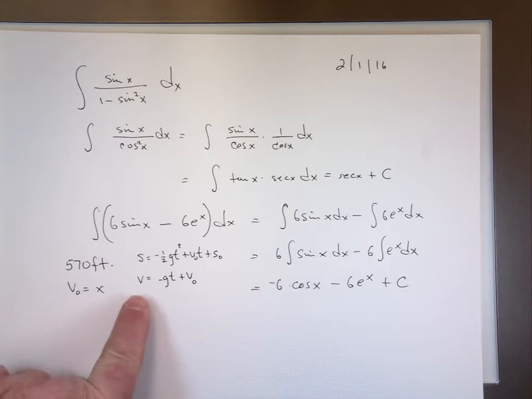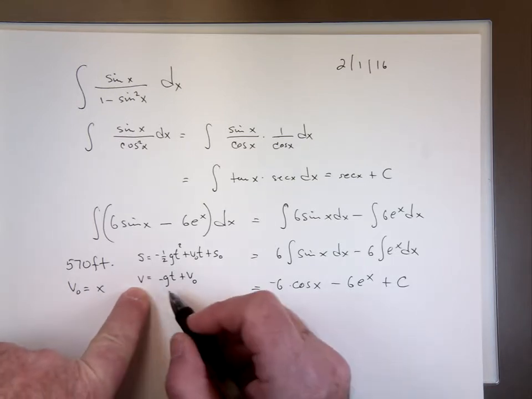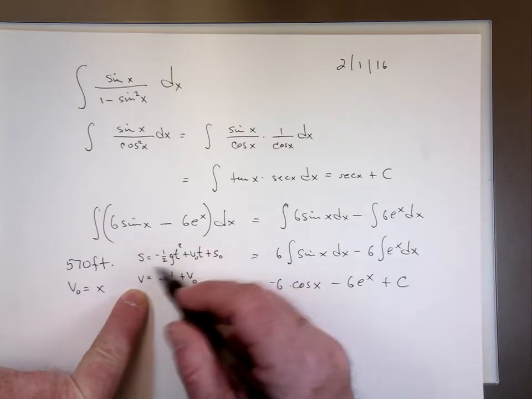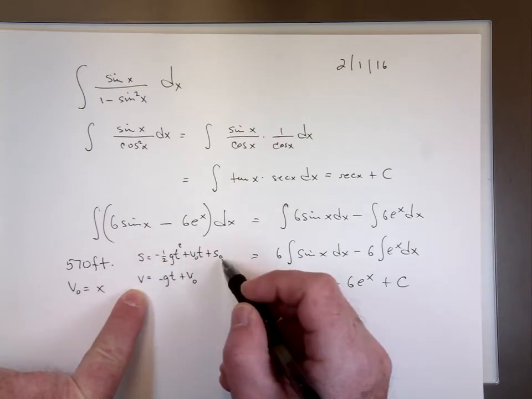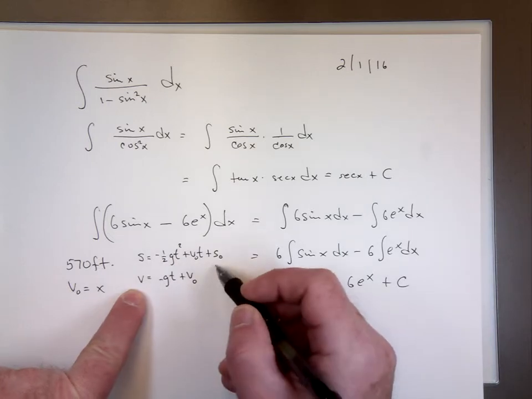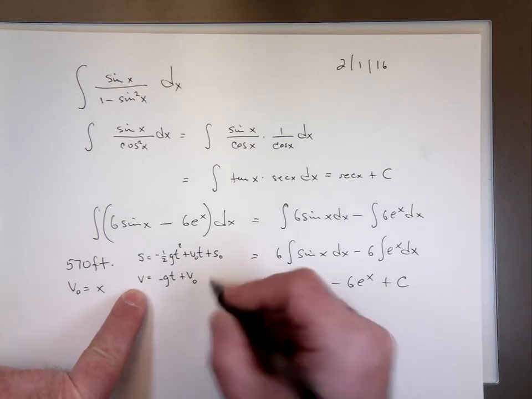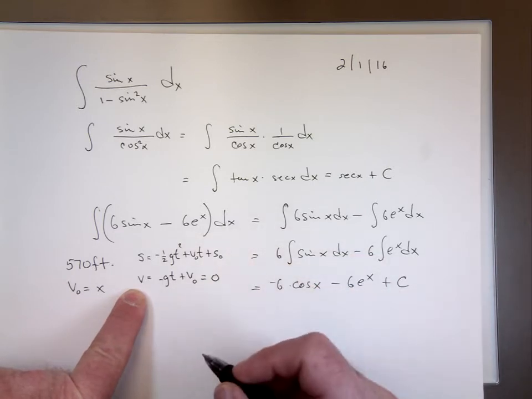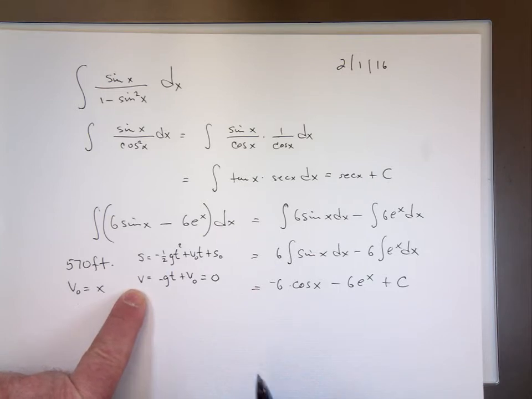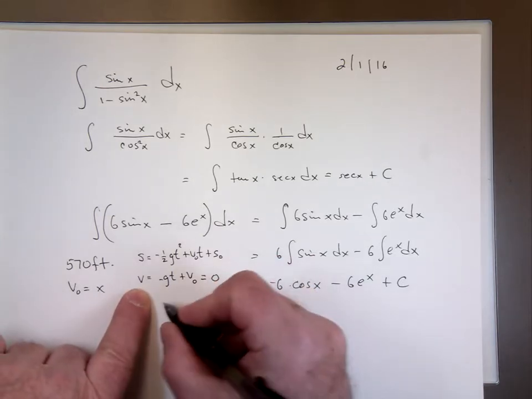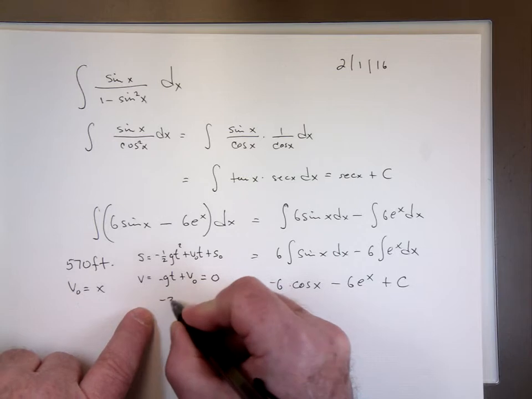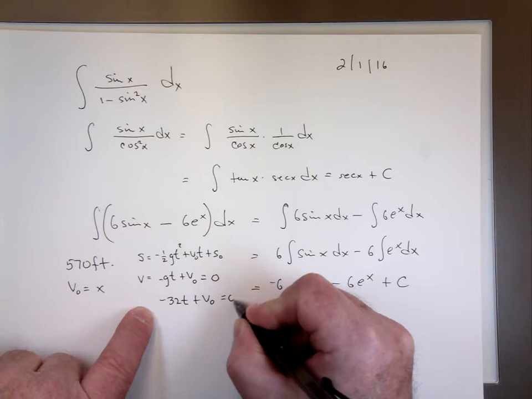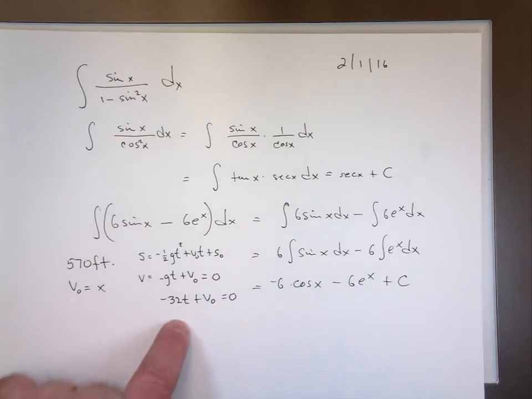So let's see. What we want to do is find the velocity so that this maxes out at 570. When is this going to be a maximum? When the velocity is equal to 0. So if we set our velocity equal to 0, and we don't know the time either, do we? No, we don't know much. Okay, we do know it's feet per second. So we get negative 32t plus v sub naught is equal to 0. We're looking for the time and v sub naught.